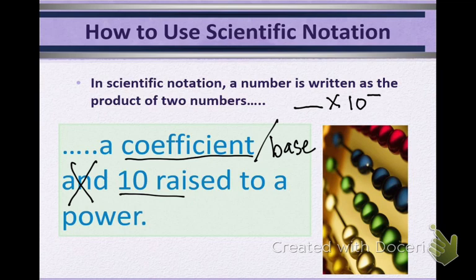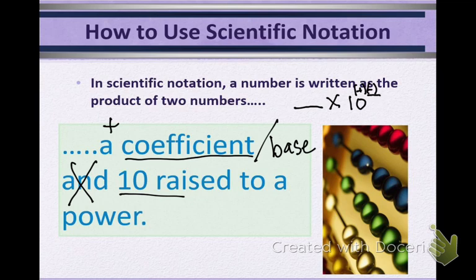Now, that exponent can be positive or negative. That exponent can be positive or negative depending on if it's a whole number or a number less than 1. The coefficient number is always positive. You'll never have a negative coefficient times 10 to the power of something. It's always going to be positive.